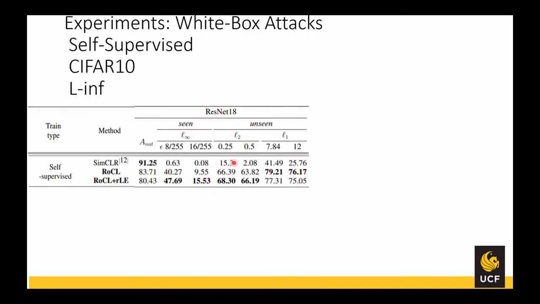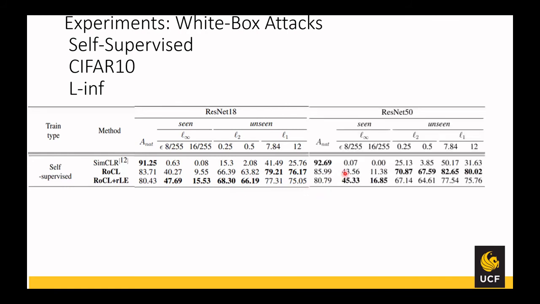And what we see here is, again, SimCLR had the worst performance on it, but ROCL had the best performance among L1 attacks, and ROCL plus the robust linear evaluation had the best performance among these L2 attacks. So replicating this into a ResNet 50, again, SimCLR had the best accuracy on clean images, but in this case, ROCL had the best performance among unseen attacks, while ROCL plus the robust linear evaluation had the best performance among the seen attacks.